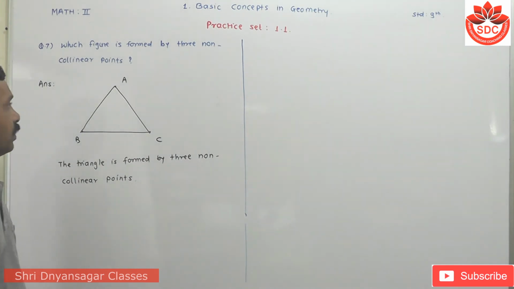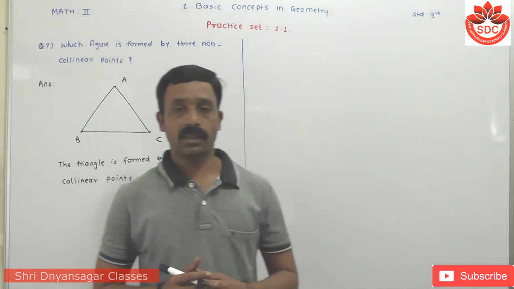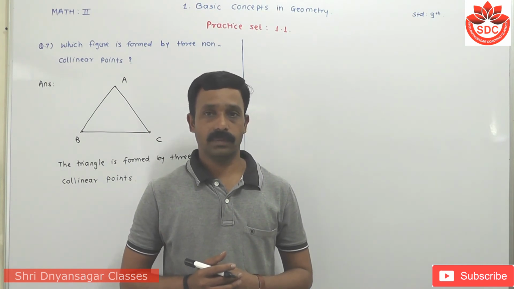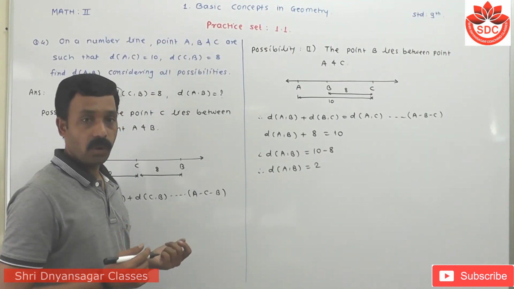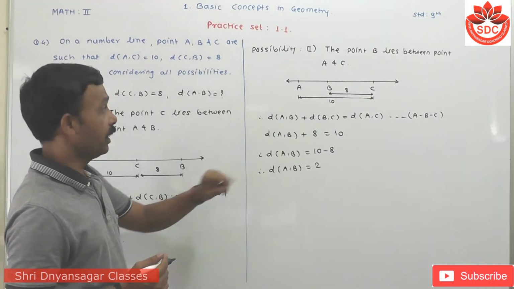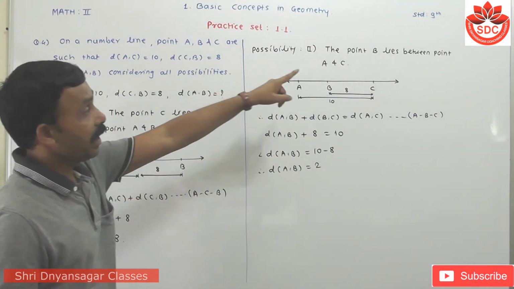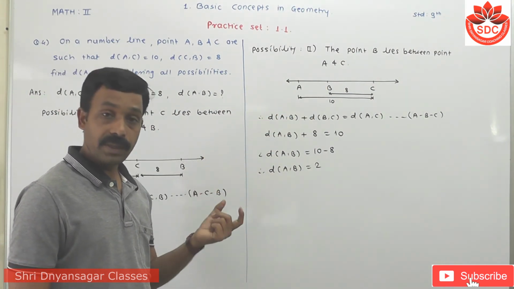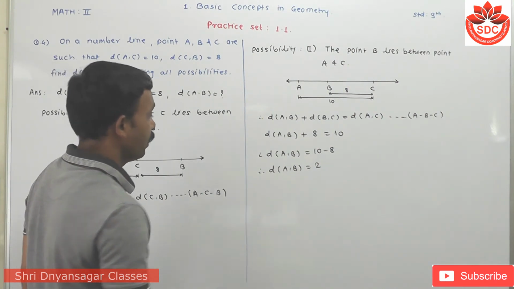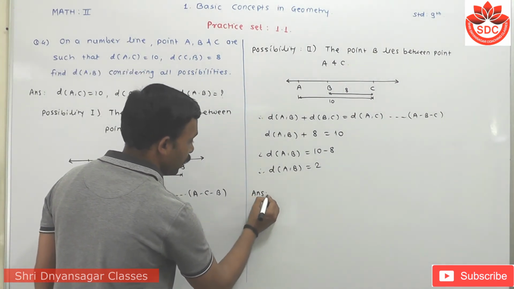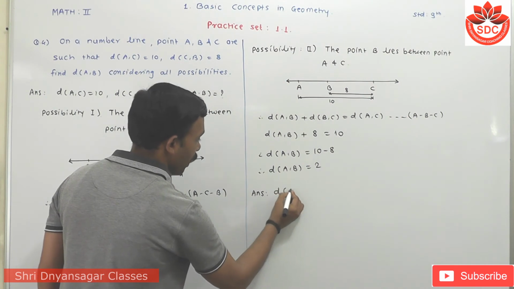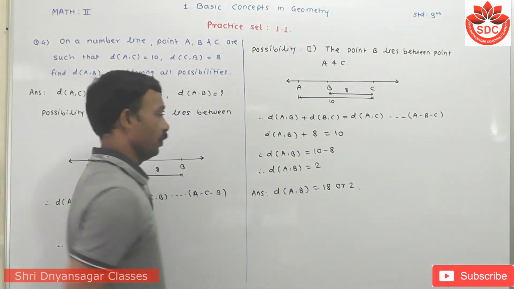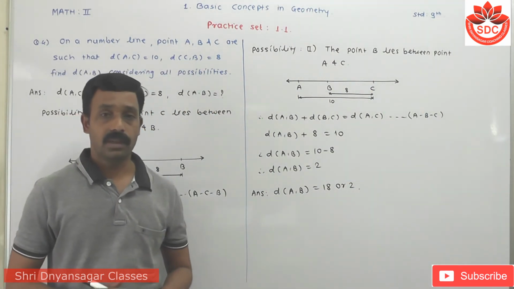Can you understand this? Okay, we see the next points of this chapter. Here there are only two possibilities, because if we take the third possibility, A is in between B and C, at that time the distance of AB is also 2 units. So the answer in a full sentence is: the distance of AB is equal to 18 or 2 units. Can you understand? We see the next question.